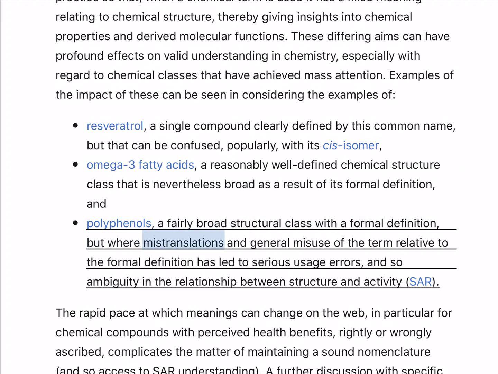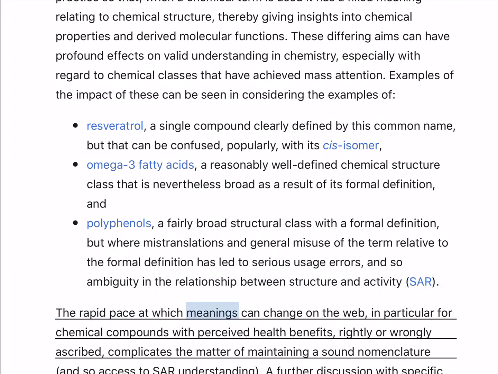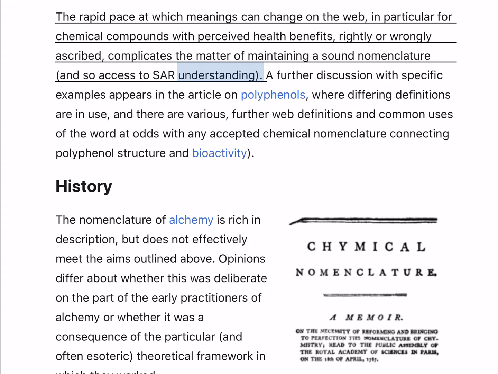But where mistranslations and general misuse of the term relative to the formal definition have led to serious usage errors, and so ambiguity in the relationship between structure and activity, SAR. The rapid pace at which meanings can change on the web, in particular for chemical compounds with perceived health benefits, rightly or wrongly ascribed, complicates the matter of maintaining a sound nomenclature, and so access to SAR understanding.